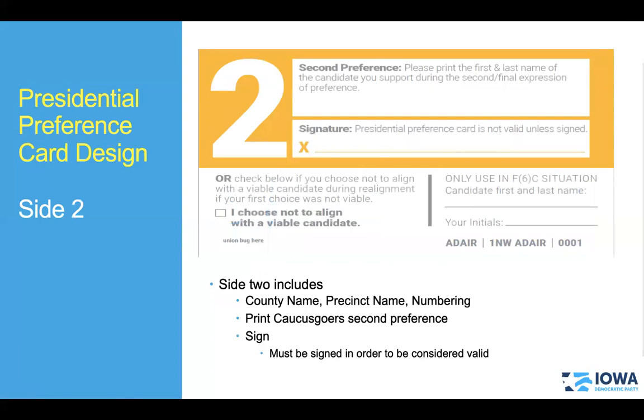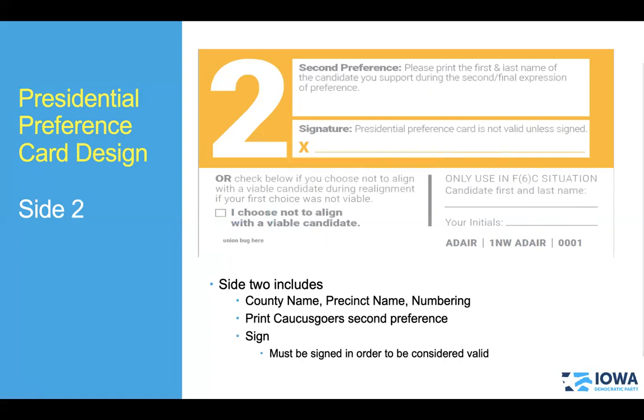Side two of this, so you'll just flip it over, again, is the yellow side. So there are two distinct colors to make it easy for everyone to distinguish those two sides. Again, on the top, you'll have your place where you can print the first and last name of your desired candidate for your second or final expression. And again, you must sign this side for it to be valid.